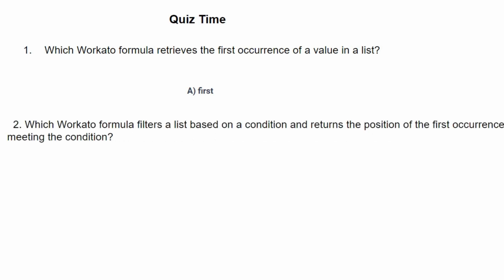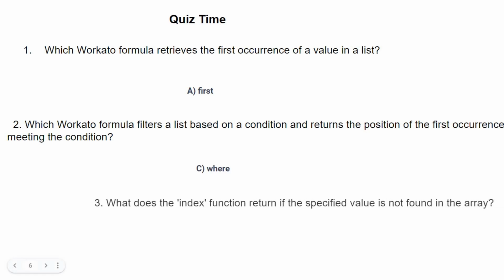The second question is: which Workato formula filters a list based on a condition and returns the first occurrence meeting the condition? The options are similar, but you have to choose the right option here. Let me give you the answer. That's the where condition.